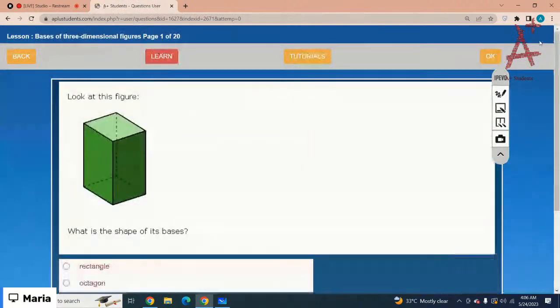Okay, look at this figure. What is the shape of its bases? So which is the correct option? It has two bases. This one, the light green color portion, and the bottom one, and they are rectangle. Got it? The shape of the base is rectangle. Very good.